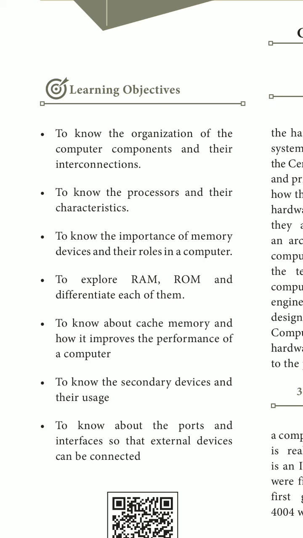We'll learn about cache memory and how it improves the performance of the computer. Cache memory is a type of memory that is used in CPUs in such a way that it will improve the performance of the CPU. So we are going to see that too.